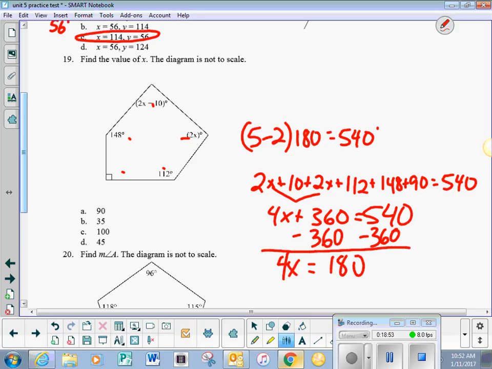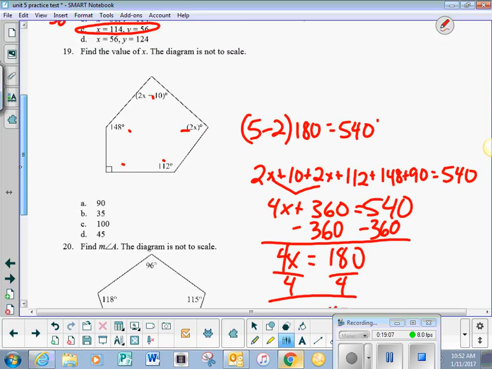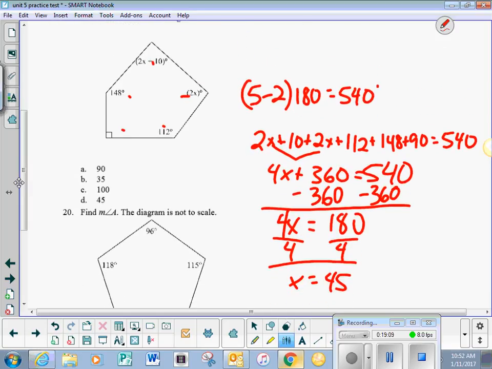Subtract 360 from both sides. Divide both sides by 4. And x equals 45. What does it ask you to do? Find the measure of, no, it asks you to find x. Wait, one second. You're writing it down.